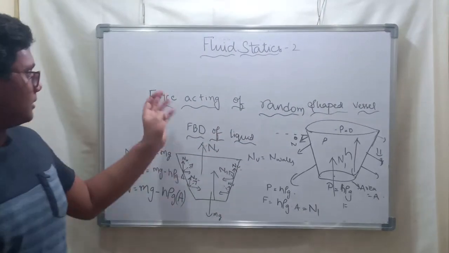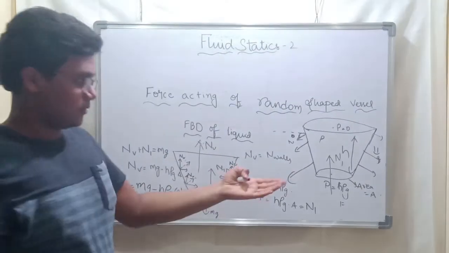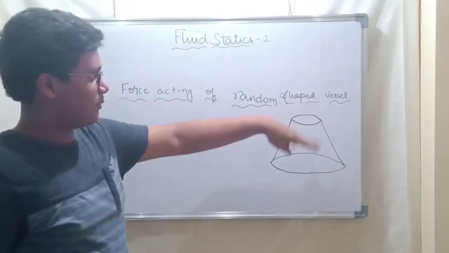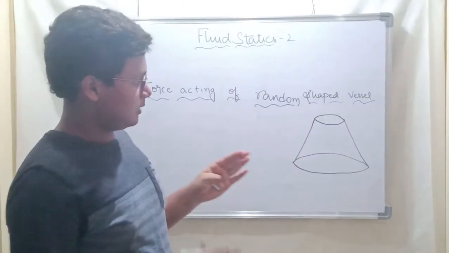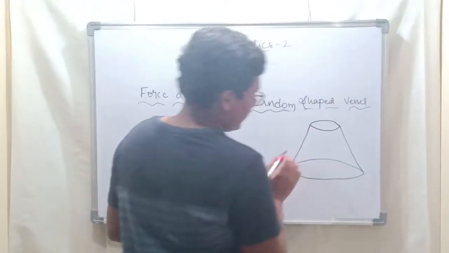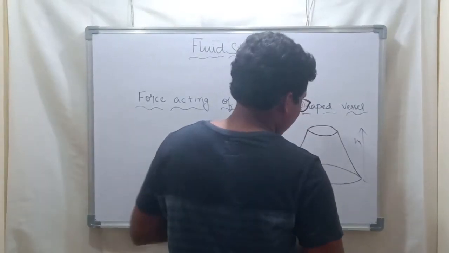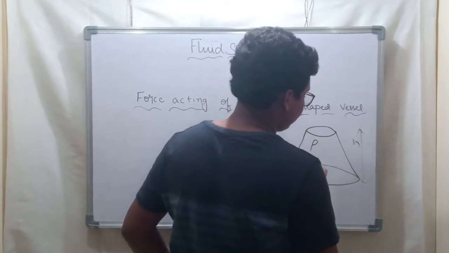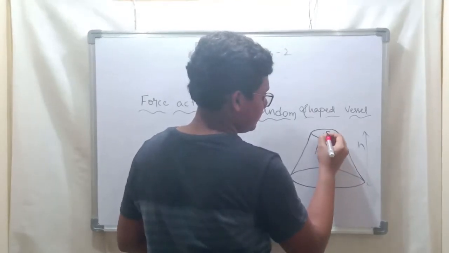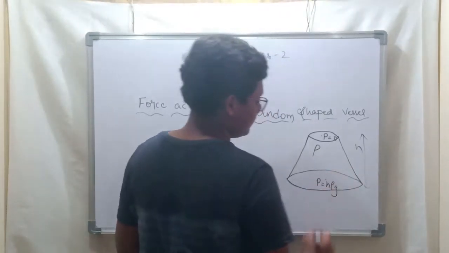This is the force acting on the random shaped vessel, and I will show you another shape, like a beaker. Force acting on the same random shaped vessel. It is also a random shaped vessel, but it is inclined inward, like a vessel. Now here it is of height h, and the density of the liquid in this is rho, and pressure at the top P is equal to 0, and at the bottom P is equal to h rho z pressure.